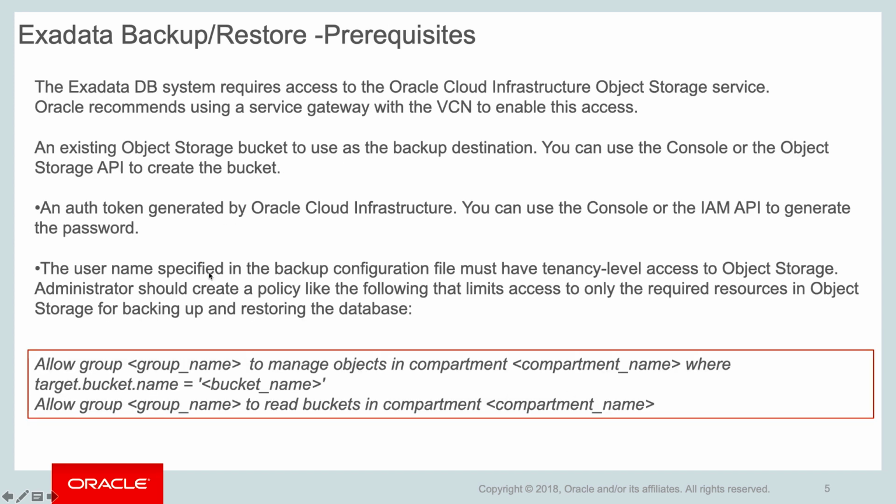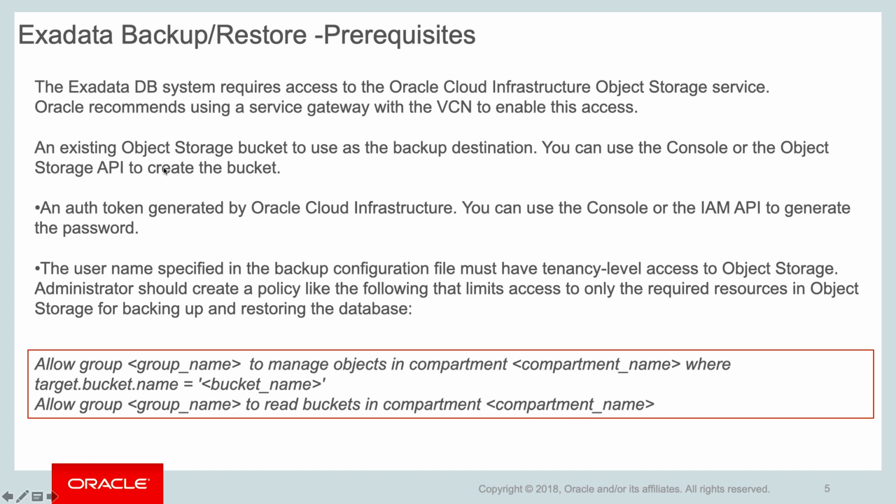Coming to the prerequisites of backup and restore, the Exadata database system requires access to the Oracle Cloud Infrastructure Object Storage Service, and Oracle also recommends using a service gateway with the VCN to enable this access. This is what we briefly discussed when we were looking at the Exadata Cloud Service overview, where I created a service gateway and associated it with the backup configuration. That means the routing rule to your object storage bucket was configured as part of provisioning.